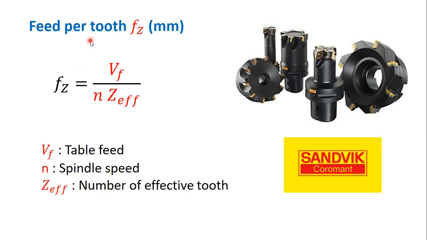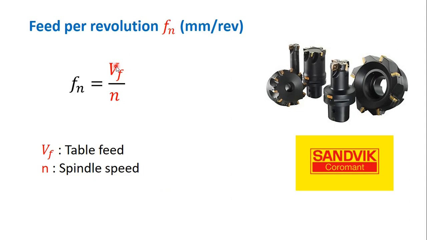Next is the feed per tooth. That is given by Vf divided by n into z effective. So Vf is nothing but table feed, n is the spindle speed, and z is the number of effective teeth. This is needed when you have an idea of what the table feed is. Next is feed per revolution. When we want to calculate feed per revolution, we have to use Vf by n. n is nothing but spindle speed, Vf is table feed. So here we will get feed in millimeter per revolution of the spindle.